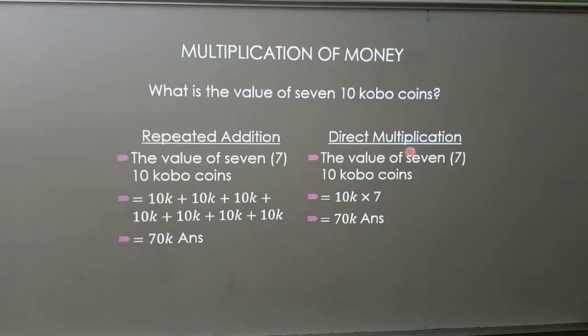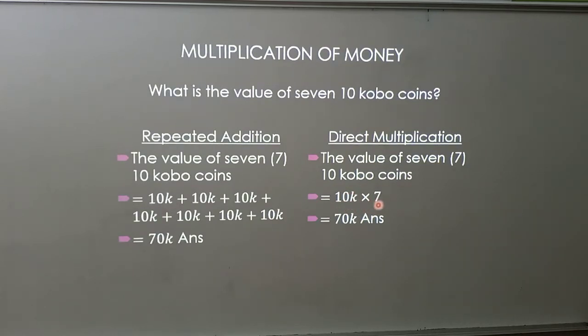Now if we use direct multiplication, we are going to take the amount of money, which is 10 kobo, and multiply by the number here, which is 7. So we start again by stating the problem. The value of 7 10 kobo coins will give you 10 kobo times 7. Since there are 7 10 kobo coins, it will be 10 kobo times 7.